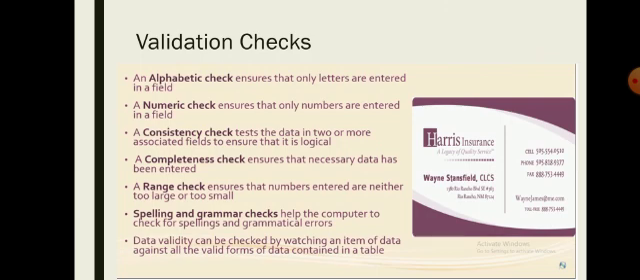So, first one you can see in your slide is alphabetic check. An alphabetic check ensures that only letters of the alphabet are entered in a field, as in the name of a person or city. You know this thing, the name of a person or a name of a city can be the letters of your ABC. So you have to enter only alphabets there.